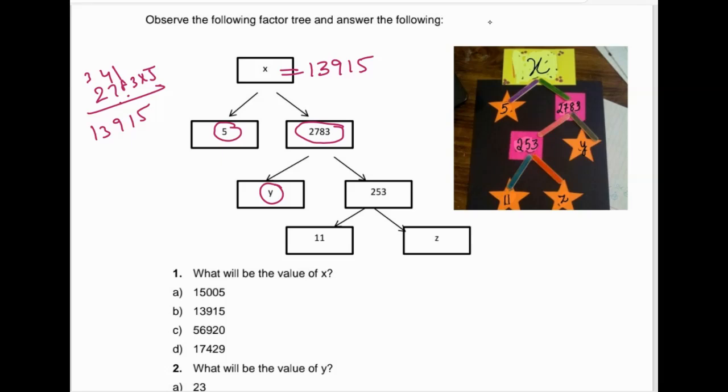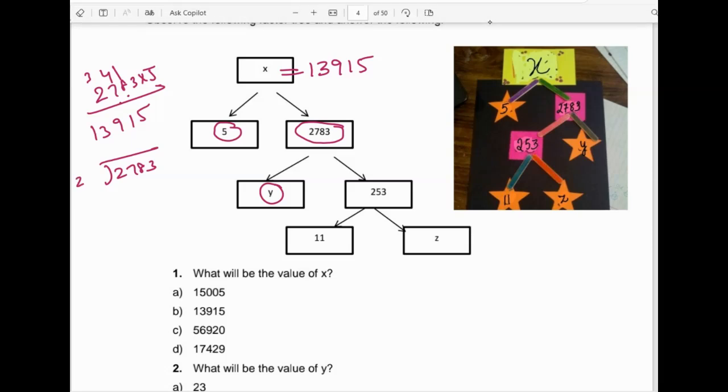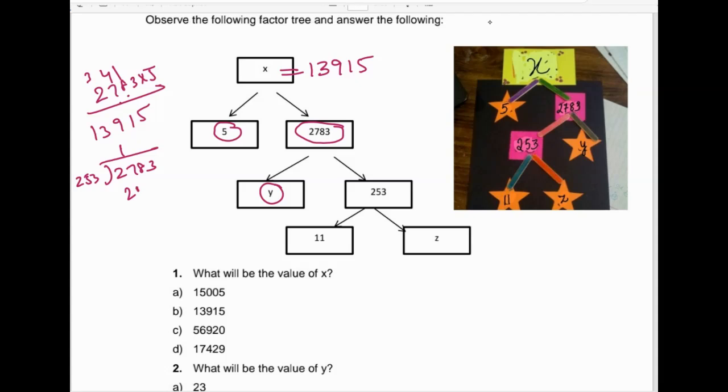How do you find y? To find y, we just divide 2783 by 253. So if you divide, you get 1 time 253. The remainder will be 8 minus 5, then it is 2, and then 3, it goes again 1 time, 253, that will be 0. So your value will be 11.